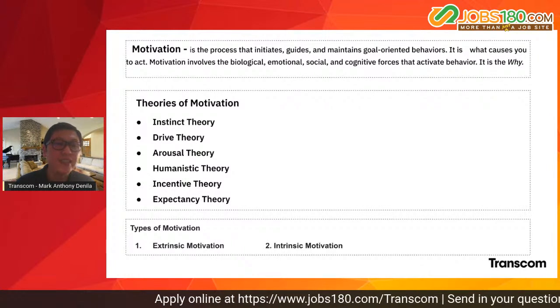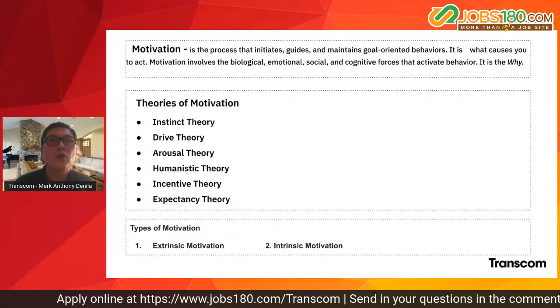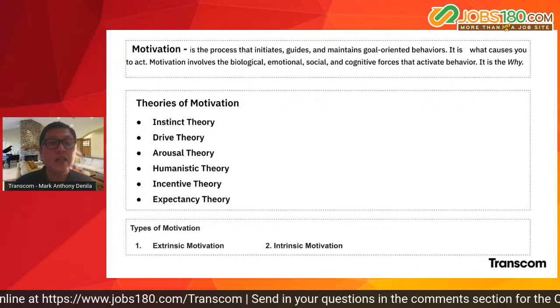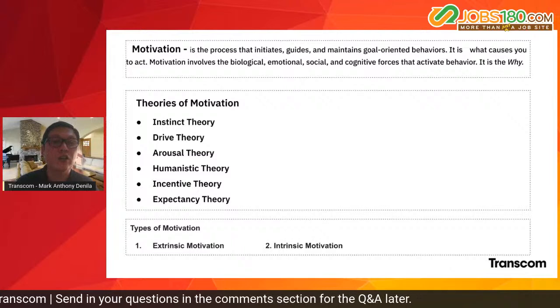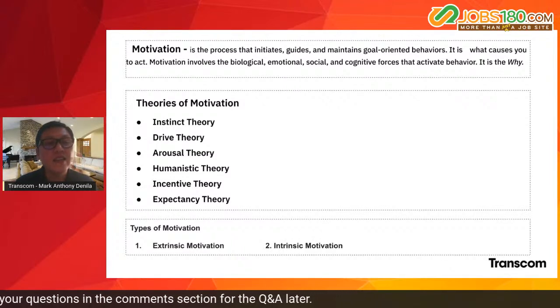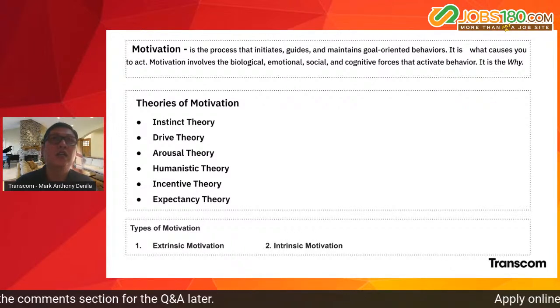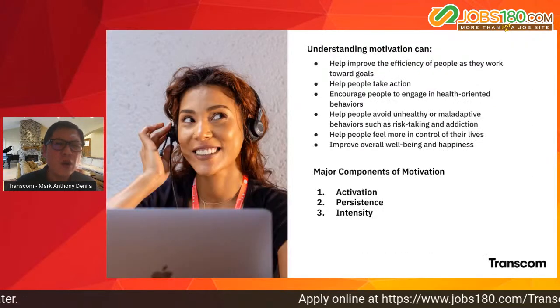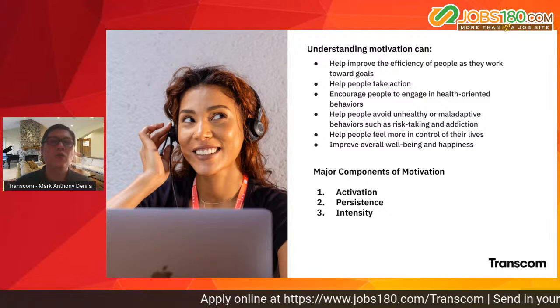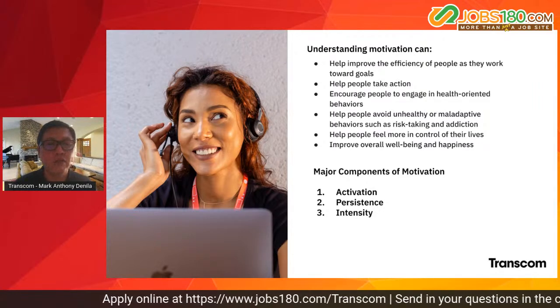Now, what are the types of motivation? First is extrinsic motivation. When you say extrinsic, external. So we are motivated coming from the outside. So it's external factors. If it's intrinsic motivation, the drive comes from within.